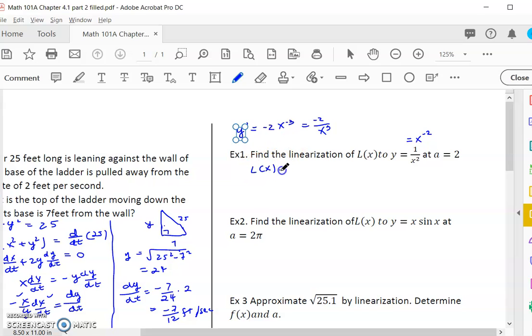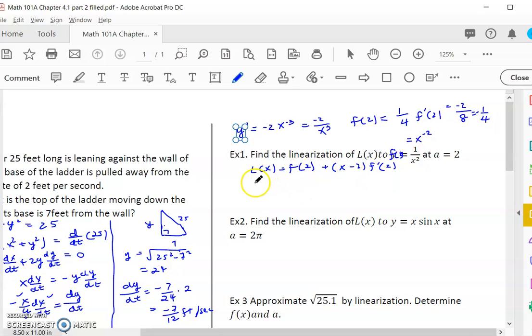And then what do I say? L of x, let's write it out, is equal to f of a. That means f of 2 plus, it's always like that, x minus a, x minus 2, a is 2. And then f prime of 2. So what do I need? I need f of 2 and f prime of 2. So f of 2, it's f of x, will be 1 over 4. F prime of 2 would be the one that we just did. Y prime will be negative 2 over 2 cubed. So negative 1/4.